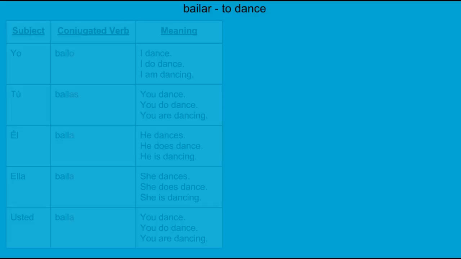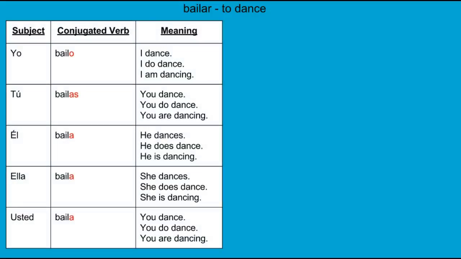We're going to take a look at the infinitive verb bailar, which means to dance. Okay, the different forms of this verb in the singular forms are yo bailo, tú bailas, él, ella, or usted baila. And if you look at the meaning of each of these words, when I say yo bailo, that could mean I dance, I do dance, or I am dancing.